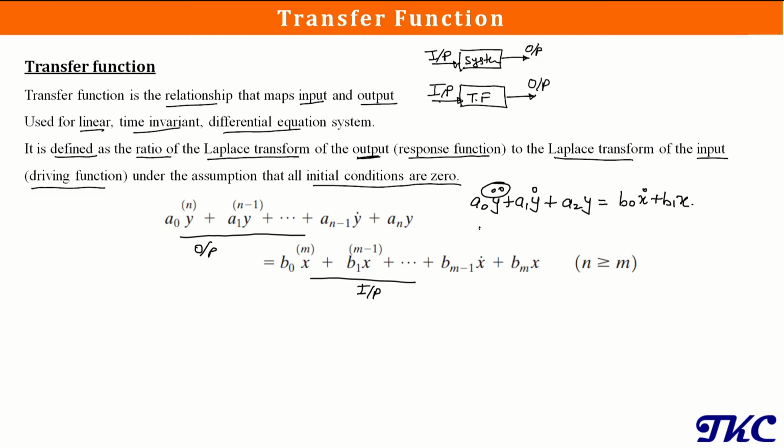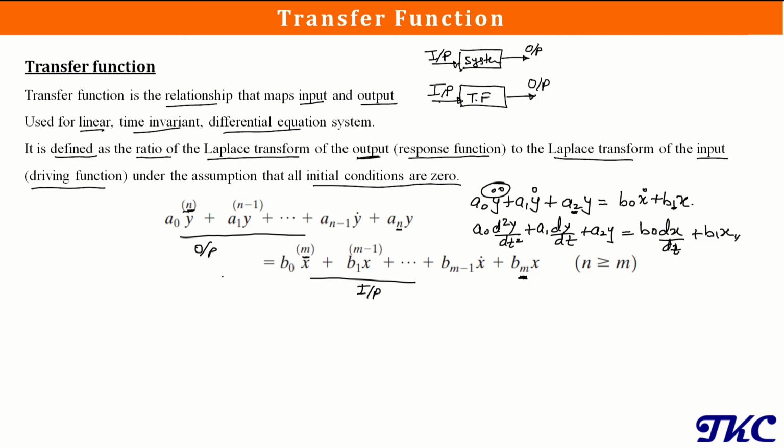So we can write it in a normal representation like a0 d square y by dt square plus a1 dy by dt plus a2 y, and that is equal to b0 dx by dt plus b1 x. So this is a normal representation of a differential equation. Now this type of differential equation we can write for any linear system with the help of this generalized equation that we are having.